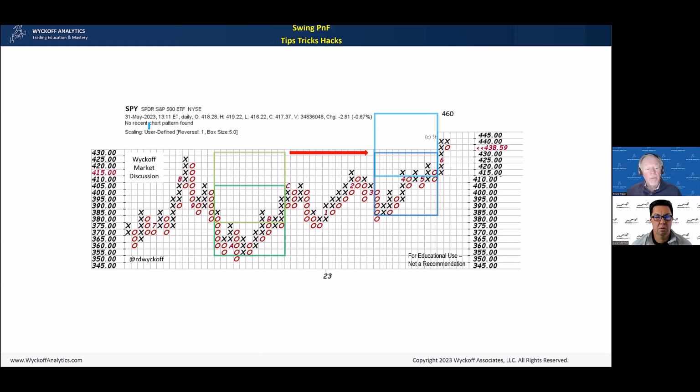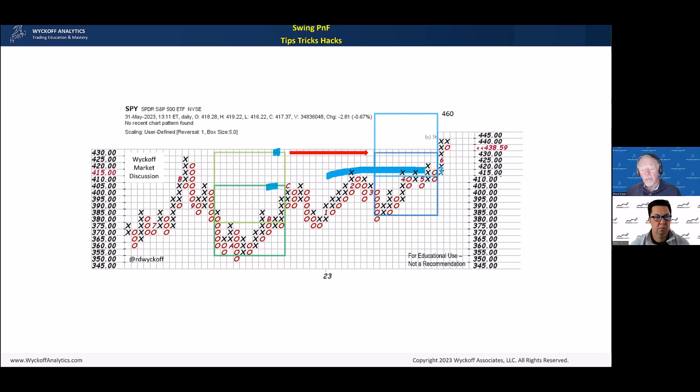Now, this is a count for May of 23. This is what I call swing trading counts. And this is a 1-box reversal, 5-point scaling on the SPY. And look at how beautifully this count here picked up this area and it stopped.